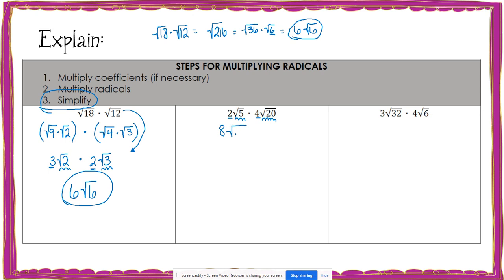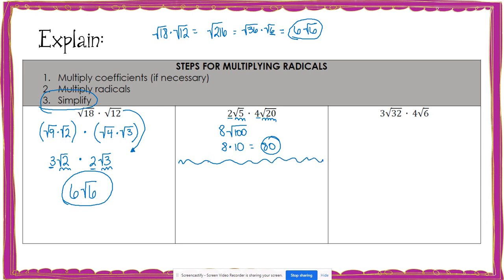Well, the square root of 5 times the square root of 20 would give us the square root of 100. Then we would need to simplify this. Well, 100 is a perfect square, so I can just find the square root of 100, which is 10. So this really says 8 times 10, which would give me a solution of 80.